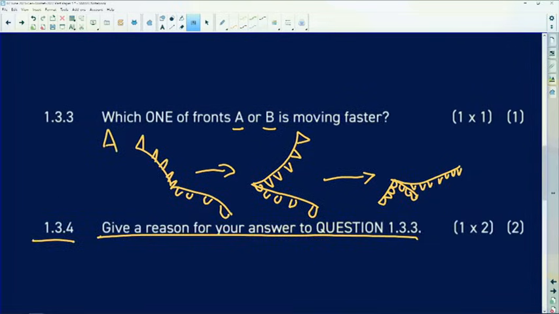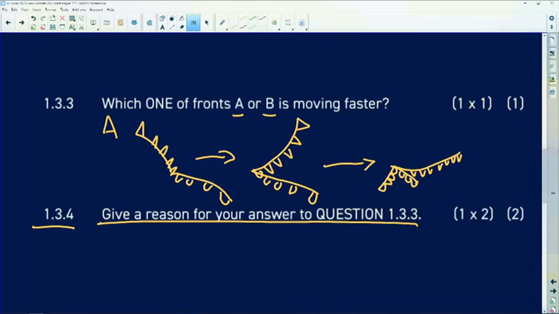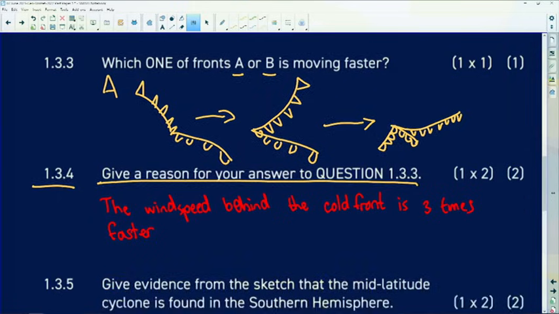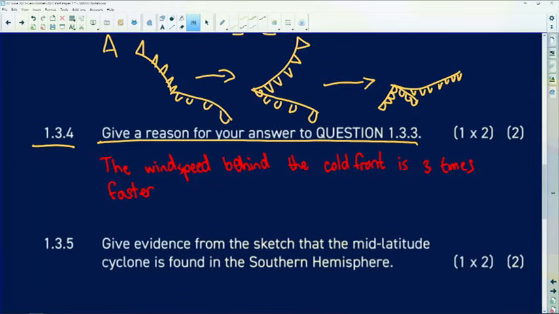So we can just write down there the wind speed behind the cold front is 3 times faster. Or you can mention that the wind speed behind the warm front is 3 times slower. Okay. Now 1.3.5.